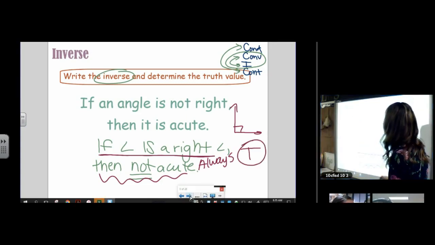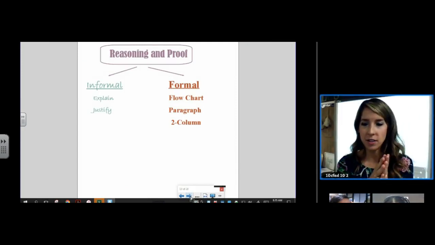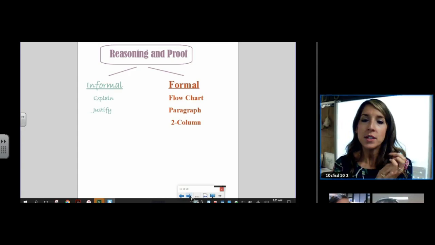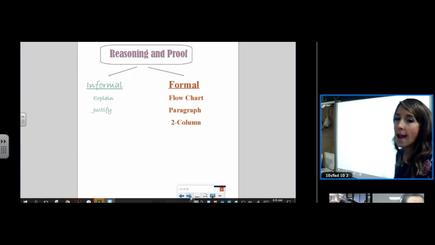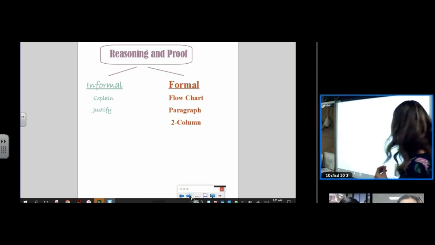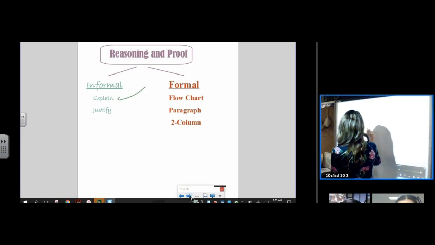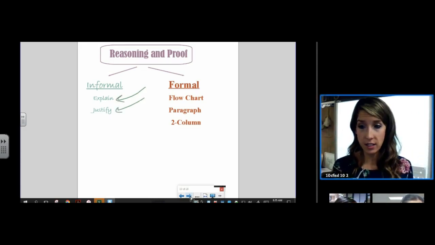Good, good. Okay, let me give a little background to what we're going to be doing today. So in the past, from the beginning of school until now, you have done reasoning. You have. But it's been informal reasoning. You have explained your answer, and you've justified your answer a lot. We've used that word justify.